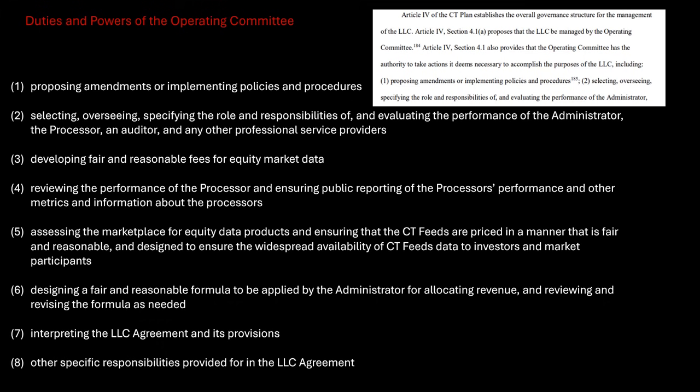Duties and powers of the operating committee. Article IV of the CT plan establishes the overall governance structure for the management of the LLC. Article IV, Section 4.1a, proposes that the LLC be managed by the operating committee. Article IV, Section 4.1 also provides that the operating committee has the authority to take actions it deems necessary to accomplish the purposes of the LLC, including, number 1, proposing amendments or implementing the policies and procedures.